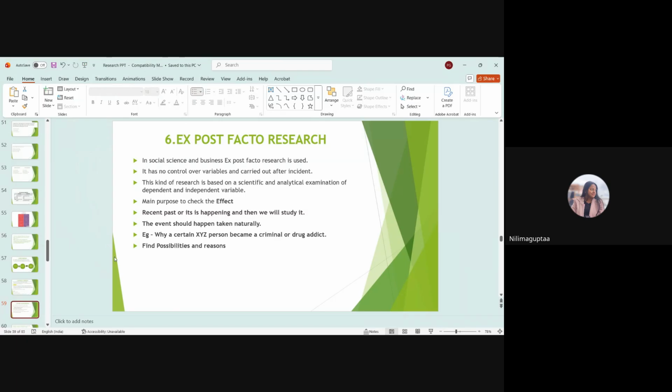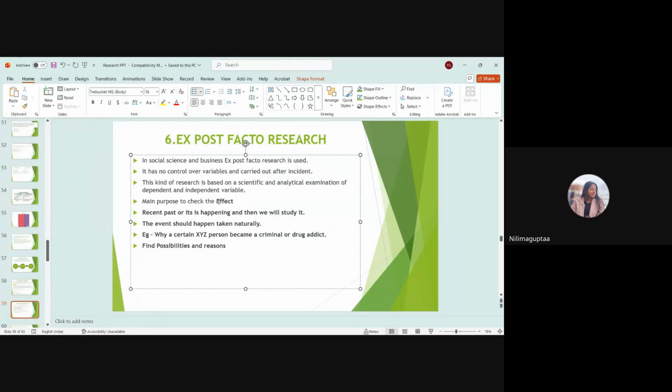It is also done after it has become history, but this history is a recent history. That is why it has no control over the variables, and it is carried out after the incident has been done. So this kind of research is based on scientific and analytical examination of dependent and independent variables. Independent variables are the factors which affect the other variable, and dependent variables are those variables which get affected because of the independent variable.